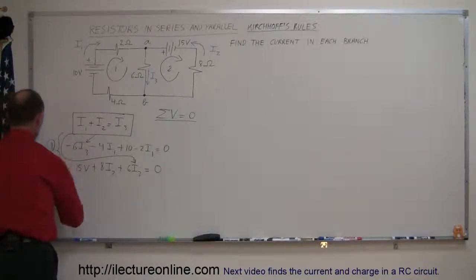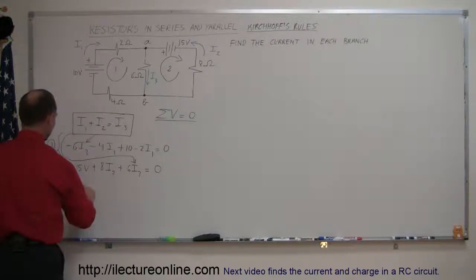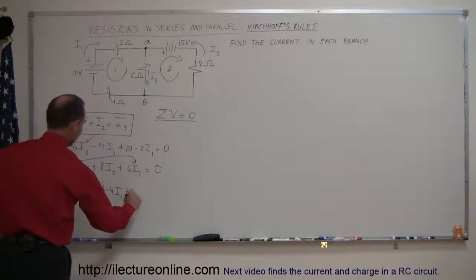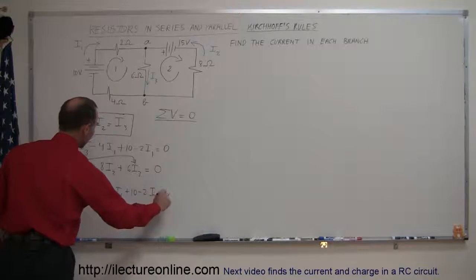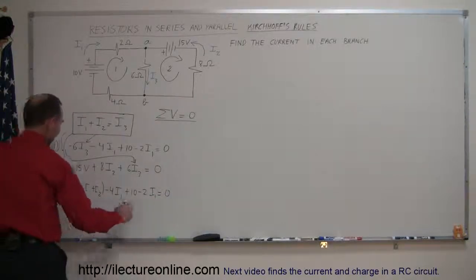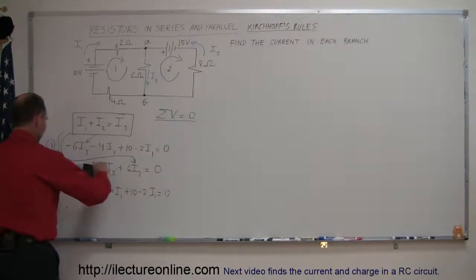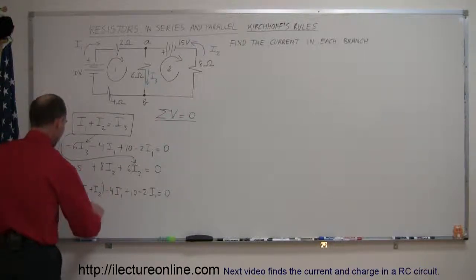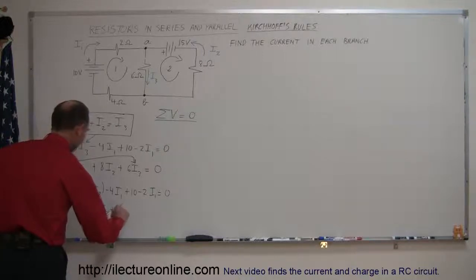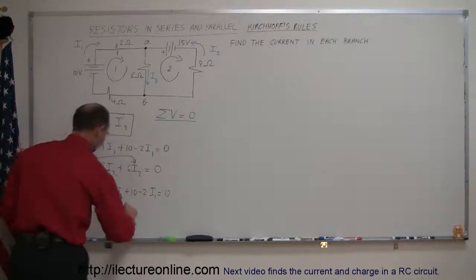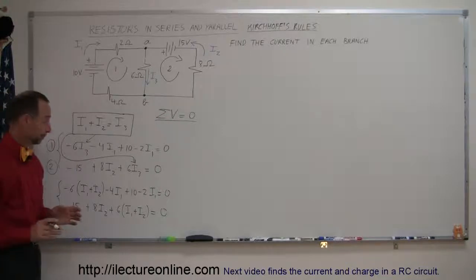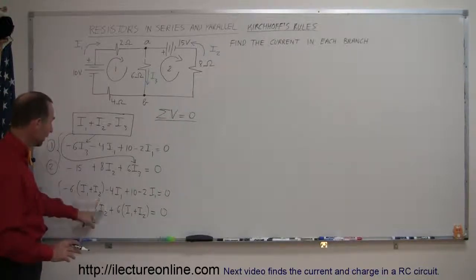So these 2 equations right here now become the following 2 equations. Minus 6 times, instead of I3, I write I1 plus I2. Minus 4I1 plus 10 minus 2I1 equals 0. The second equation, minus 15, and I don't have to write volts, that just gets things a little too complicated. So just simply minus 15, because we know that everything is in terms of volts, plus 8I2, plus 6 times I3, and I3 is I1 plus I2, so I write I1 plus I2, and add all that together, I get 0. All right, now, notice that these equations only have an I1 and I2 in them.